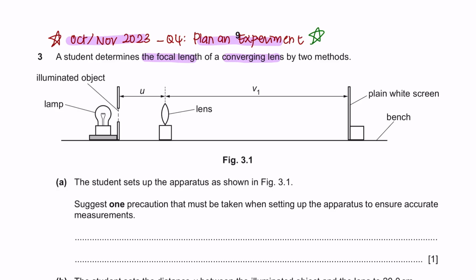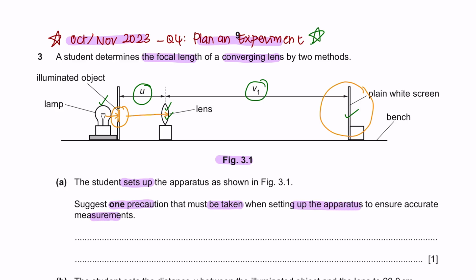Question A. The student sets up the apparatus as shown in figure 3.1. So the lamp and the lens is set up at a distance of U. The lens and the widescreen is being set up at distance V1. And the illuminated object is placed in front of the lamp over here. So the light is going to pass through the object through the lens, and it will be projected on the widescreen. Suggest one precaution that must be taken when setting up the apparatus to ensure accurate measurements.